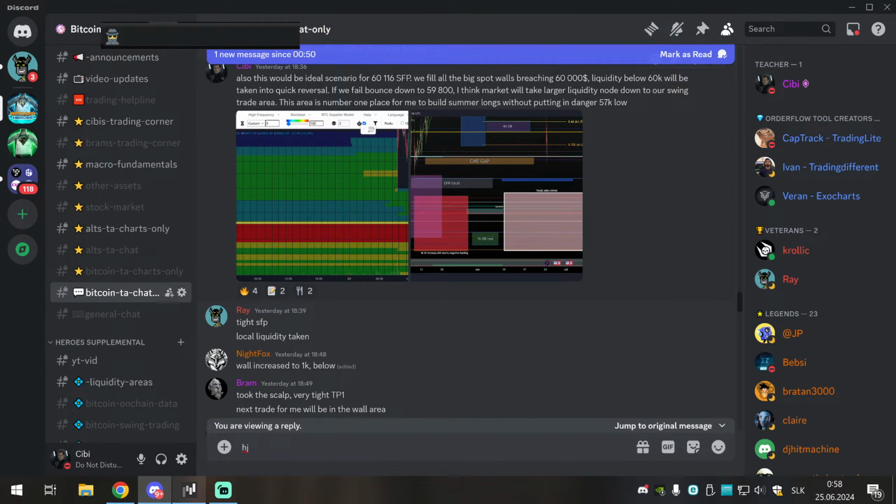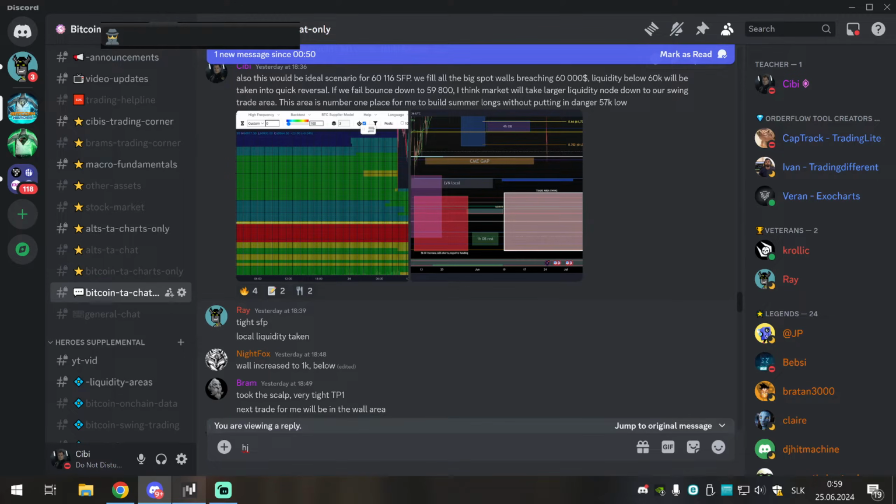So now you see here is green light, red light. I'm saying what I want to see for the trade, and if the area fails, I will be expecting much lower moves. I think the market will take larger liquidity nodes down to our swing trade area. Okay, let me start again.